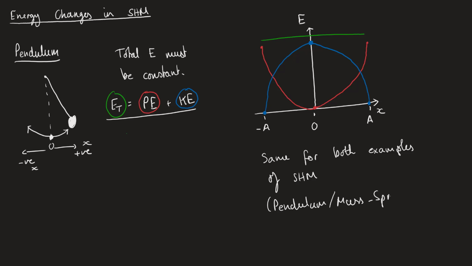However, the mass spring system does have a little bit extra complication. That's purely down to the fact that the potential energy can actually be split into two different forms. So let's have a look at a mass spring system and see how the energy changes in this case. So we have a mass spring system.